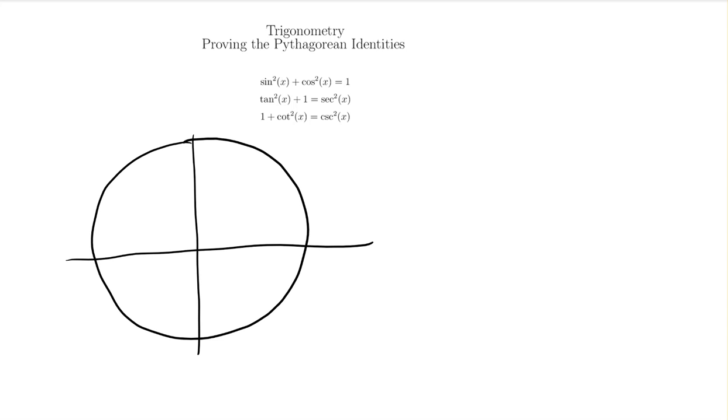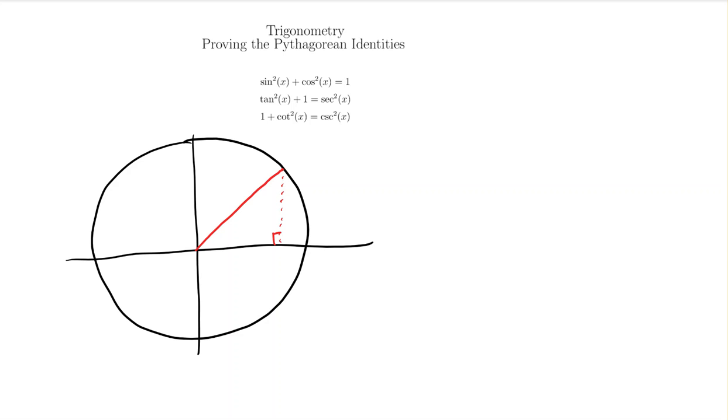So here's a circle and here is a triangle in it. And it doesn't matter that I'm drawing this triangle in the first quadrant. You can similarly draw triangles in any quadrant you want. This same idea is what's going to hold.